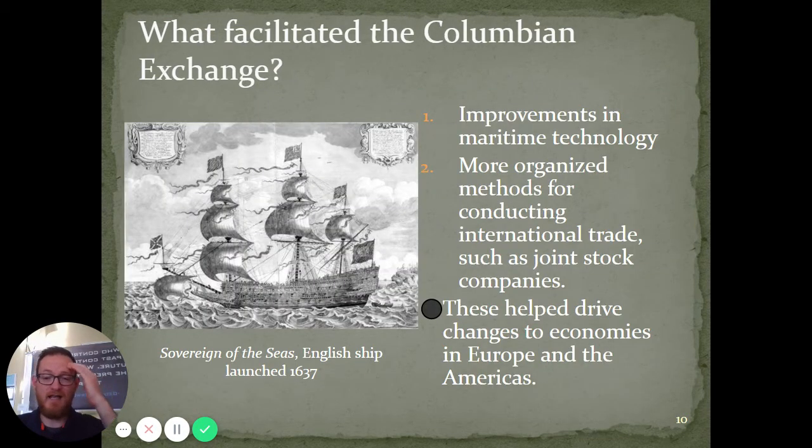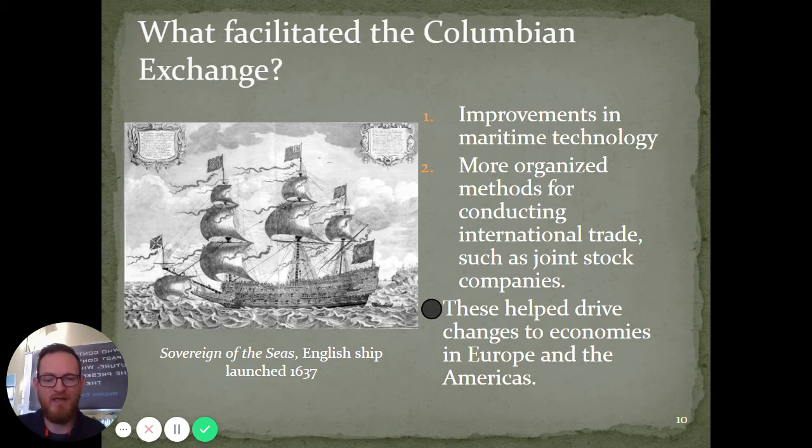All right, so what facilitated the Columbian Exchange? Another reason you're going to have more people come to North America is because of some improvements and other changes that would happen. One of them being improvements in maritime technology. So basically, what they were using on ships improved, as far as the compass and navigation and all of that.